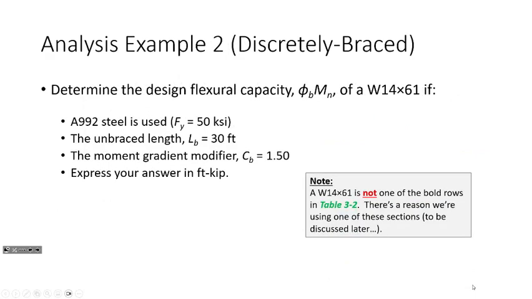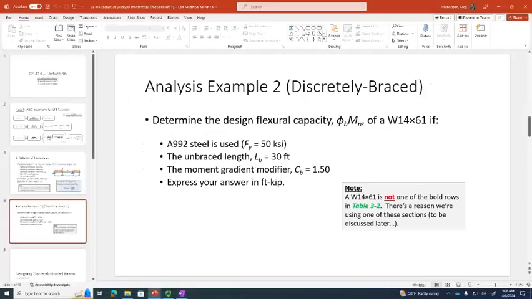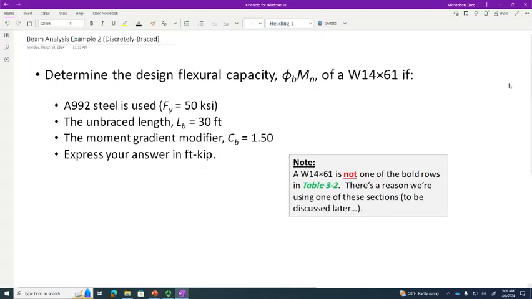I'm going to give you a W14 by 61, and I want to compute the flexural capacity. Now, a couple things I'm telling you. The unbraced length for this is 30 feet. And I'm going to go ahead and give you the CB value. CB value is going to be 1.5. I want you to express your answer in foot kips. And I want to give you a note. Okay, so W14 by 61.